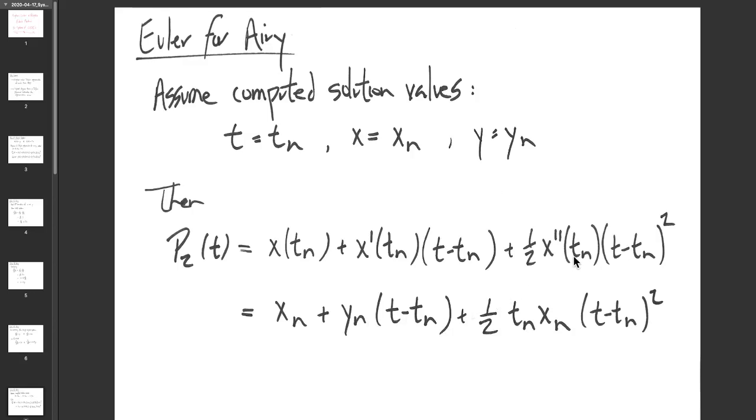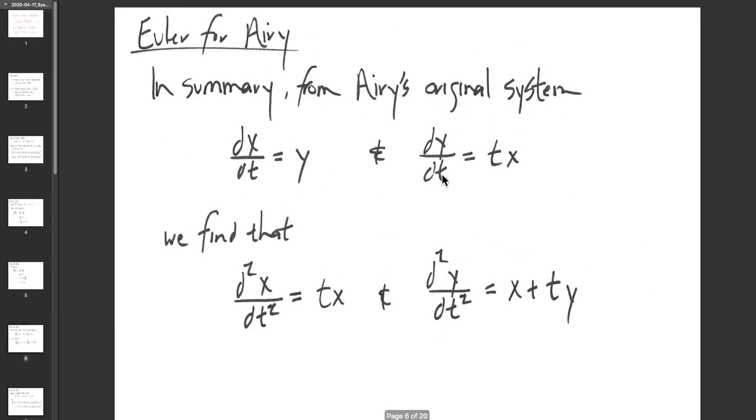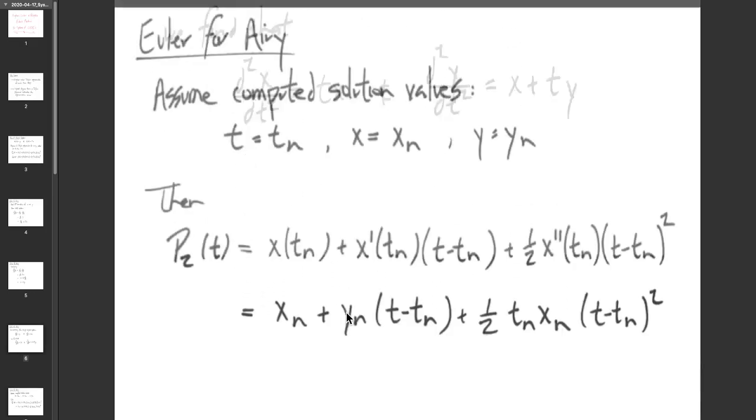And what about x double prime of tn? Well, from our previous work, x double prime is t times x. And so x double prime when t is equal to tn would be tn times xn. And so we have that. And that's our second degree Taylor polynomial for x centered at t equals t sub n, the current time step.